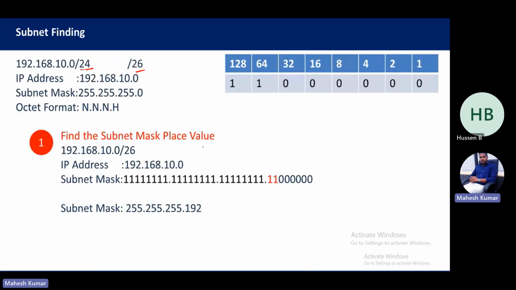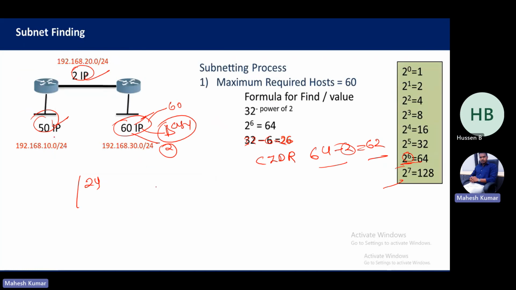Why 26? Because let's suppose 128, 64, 32, 16, 8, 4, 2, and 1, right? So 2 to the power 7, 2 to the power 6, 2 to the power 5, 2 to the power 4, 2 to the power 3, 2 to the power 2, 2 to the power 1, and 2 to the power 0, right? Yes, sir. This is the value.